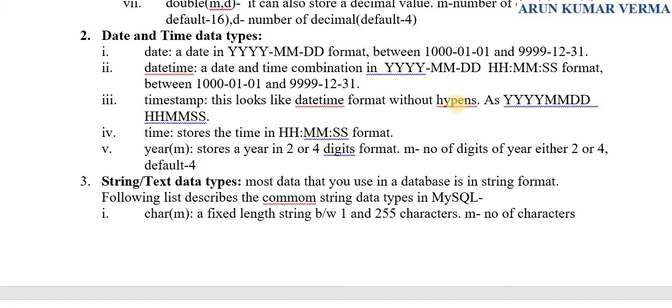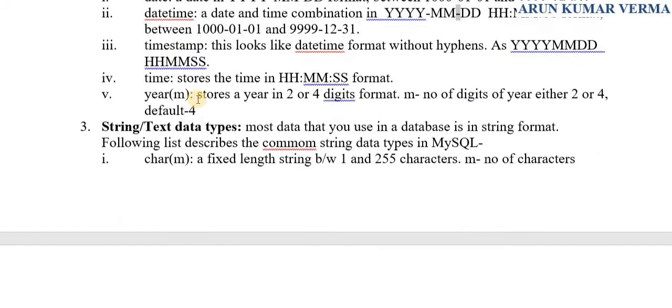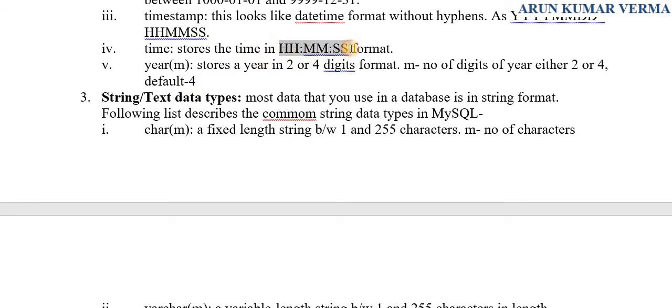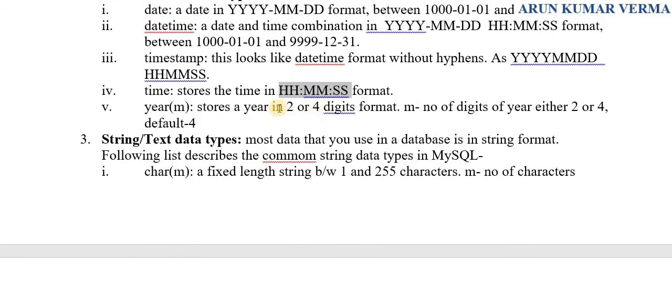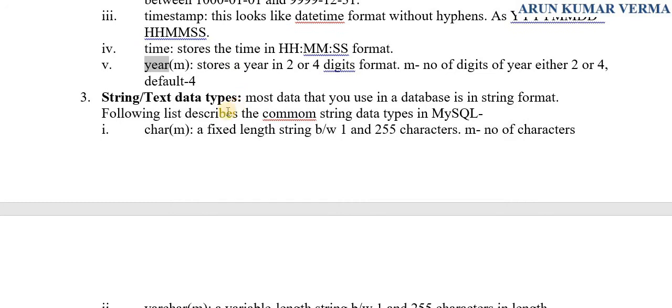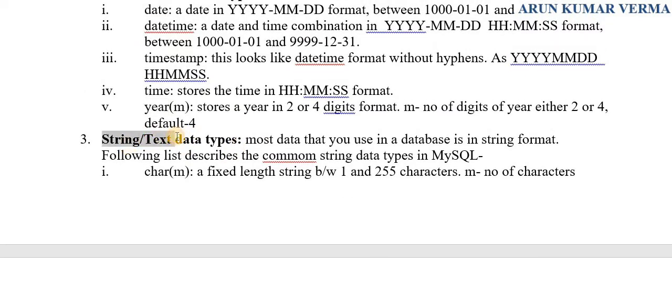Okay, so in this you will not use any hyphen as you use here. Okay, so time stores the time in the form of HHMMSS format, and year will store a year in 2 or 4 digits. So using year data type, you will store the year either in 2 digits or 4 digits. Okay, so now the next one is string or text data type.